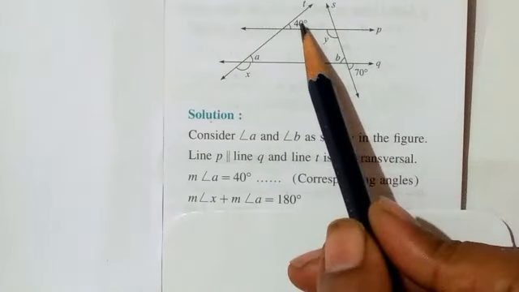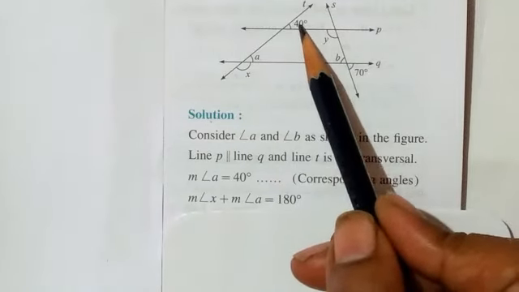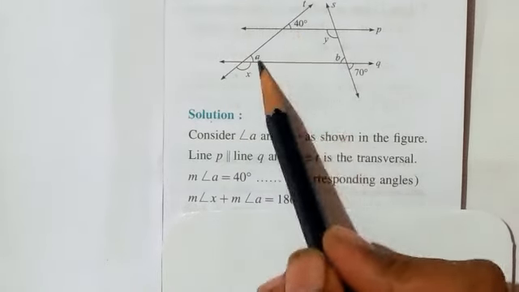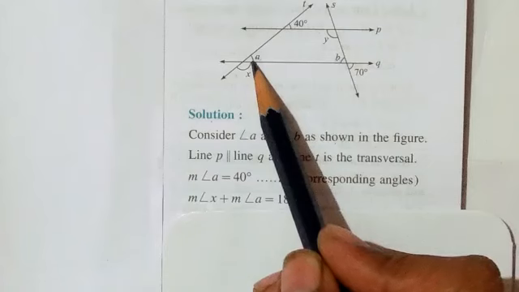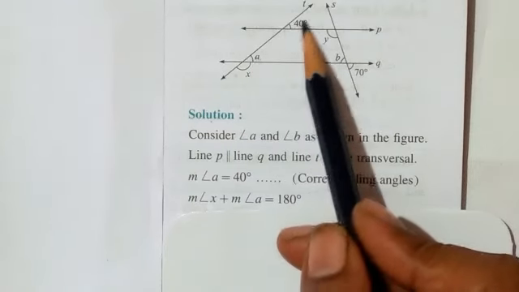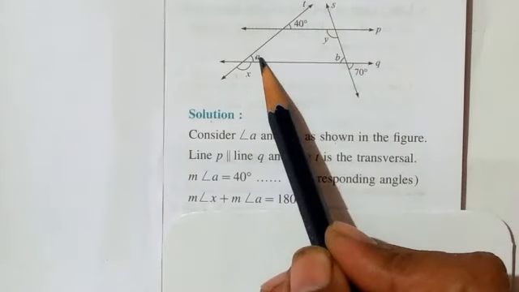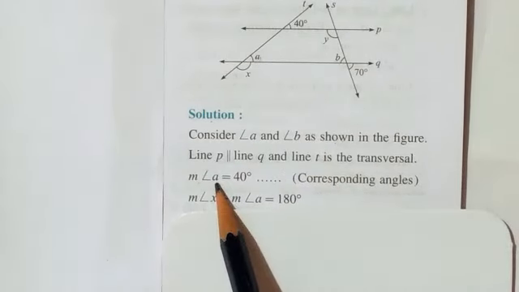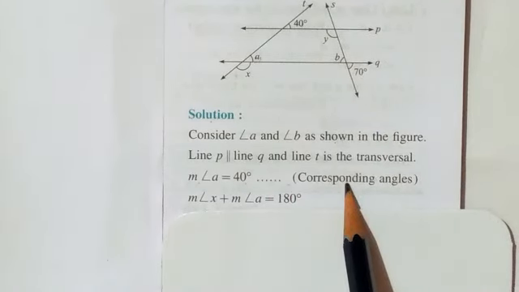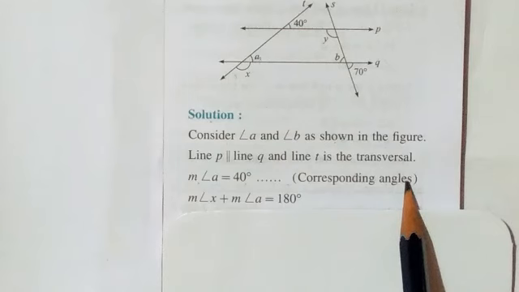Now this angle which is of 40 degree and this angle A are a pair of corresponding angles. As we know, corresponding angles are congruent to each other. So if this one is 40, then A is also 40. So measurement of angle A is equal to 40 degree. The reason we will give here is corresponding angles.